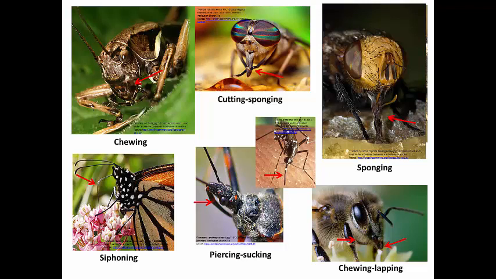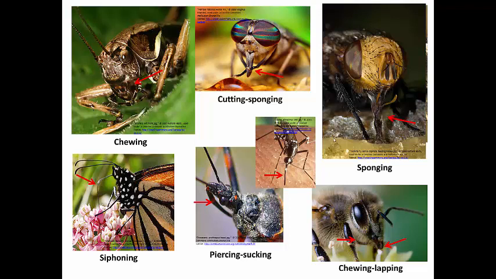Siphoning mouth parts are found in butterflies and moths. These parts are used to suction up liquid food, like nectar, from the bases of flowers and plants. When they're not in use, these siphoning mouth parts are coiled beneath the head of the insect, and we end up seeing a lot of coevolution between the mouth parts and what the insect eats.